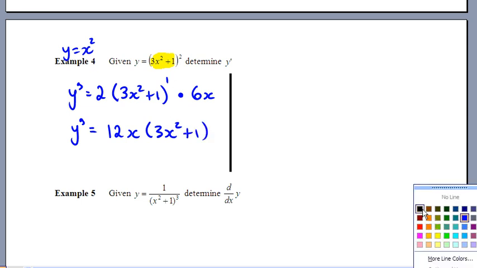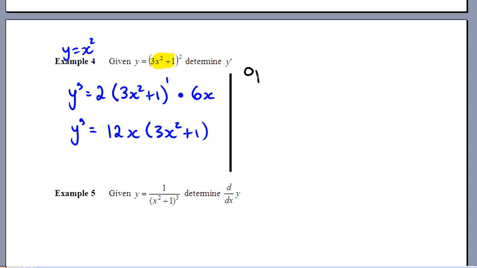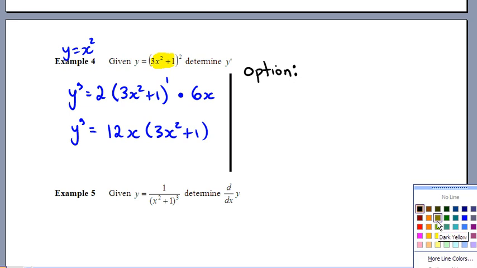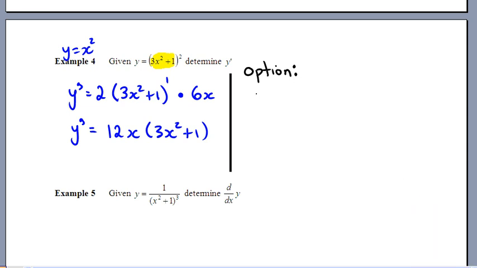I want to show you another option, just another way you could have done this question, because we've done an example exactly this hard before and we didn't know the chain rule. You could rewrite the question and say, well, can't I actually think of that squaring as being 3x squared plus 1 times another 3x squared plus 1. For that matter, you could even FOIL the whole thing out right now and then do a derivative. But I'm going to take this just to the point of here and then do a product rule.